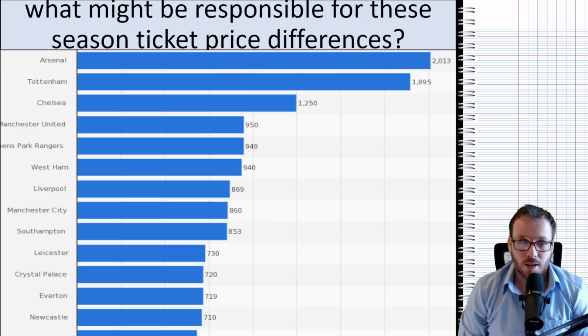Okay, well, firstly, Arsenal, Tottenham, and Chelsea. Where are they? They're in London. Is London a cheap place to live or an expensive place to live? Right. The cost of rent's going to be a lot higher, right? The cost of rent for the ground is going to be a lot higher, isn't it?